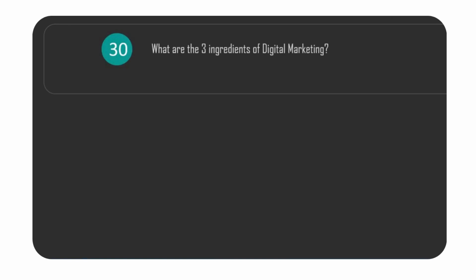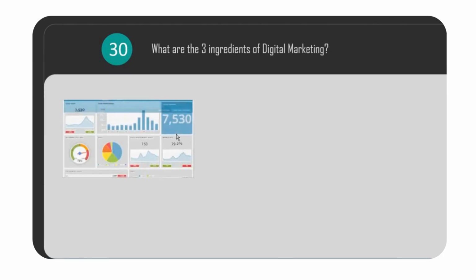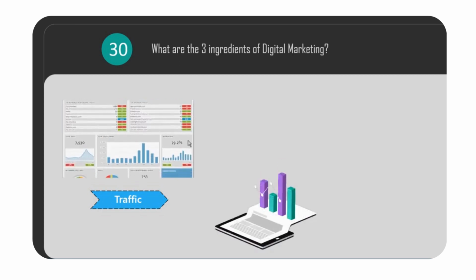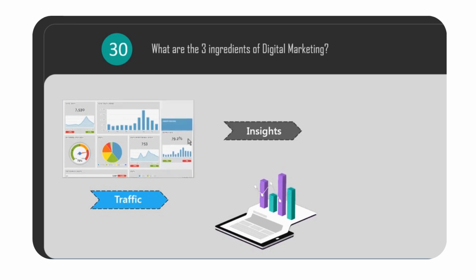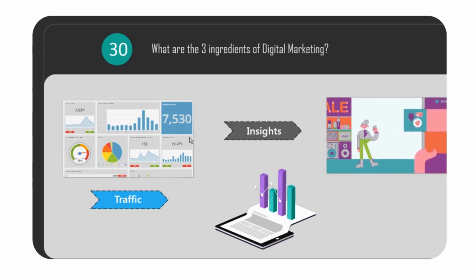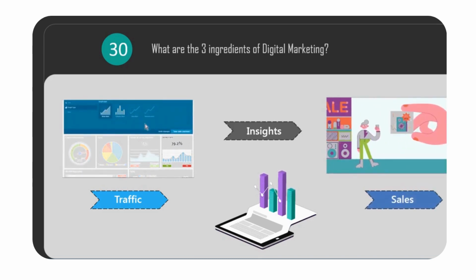Now, moving on to the next question, we have, what are the 3 ingredients of digital marketing? The 3 main factors why digital marketing is required are to generate traffic onto your website, and also to know the insights about your website, how the analytics is, how many people are viewing your web page, and so on. So these come under the insights. And finally, the sales. How can you sell your product to a customer? So these are the 3 major ingredients of digital marketing.